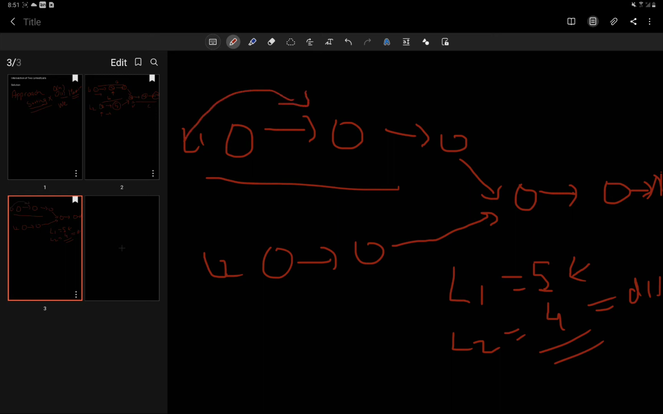In any other case, suppose L1 is 8 and L2 is 5, so 8 minus 5 is 3. So we will move the longer linked list, that is L1, by 3 units. In this case we move L1 by 1 unit. Now we know that they are both at the same position. We will just traverse them one by one and see when they are equal. If they are not equal, then we say they don't intersect, and if they are equal, we break at that point and return the value.